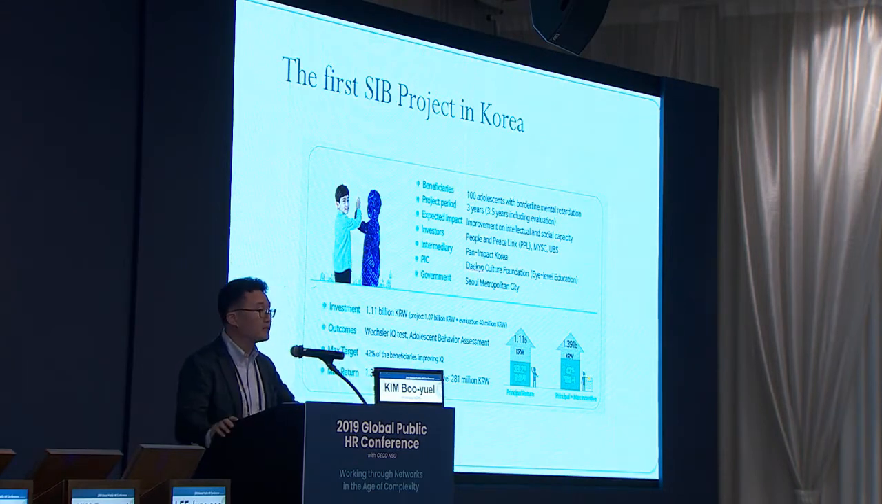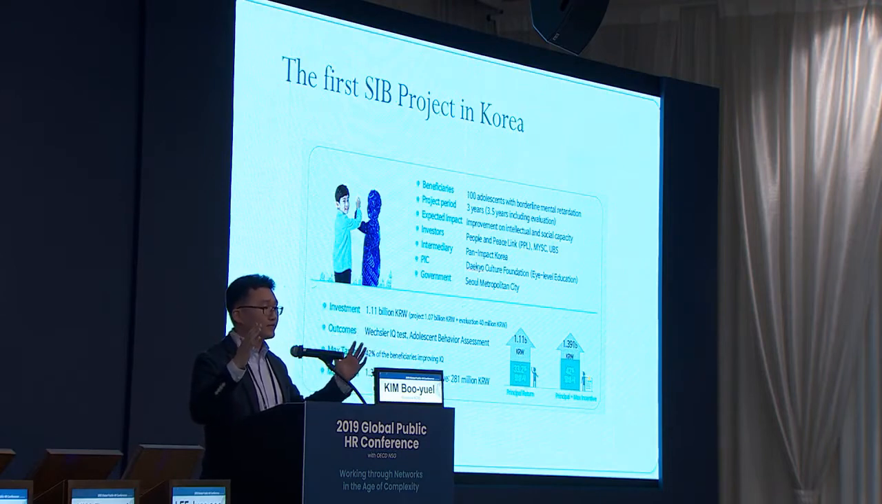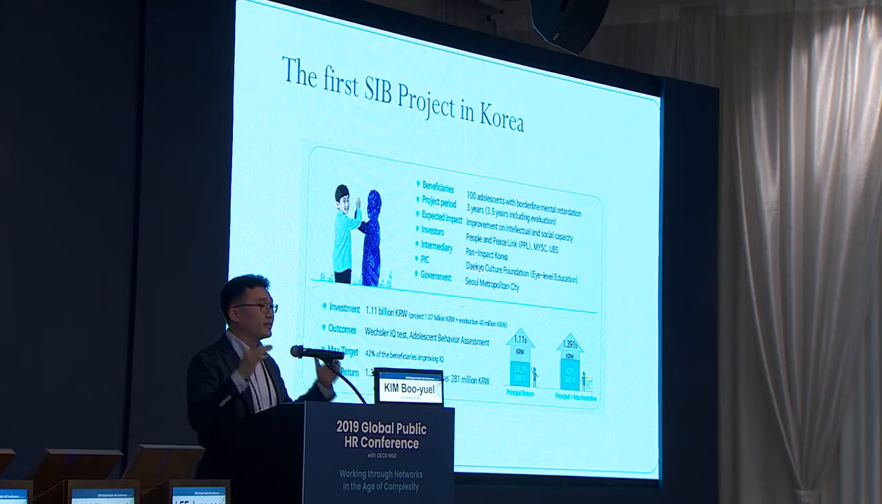The total investment was about 1 billion Korean won, about $1 million. The outcomes of our interest were IQ test scores as well as adolescent behavior assessment. Out of our 100 children, if more than 42% of the beneficiaries improve their IQ to the normal range, then we expect to get the maximum incentive.